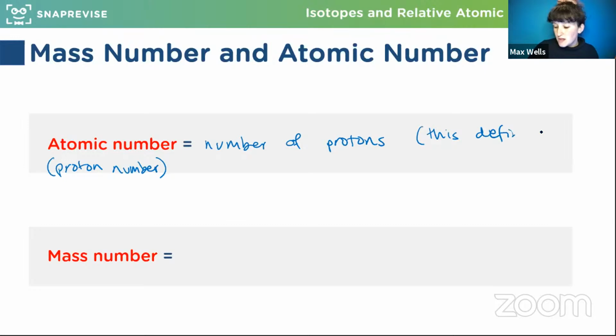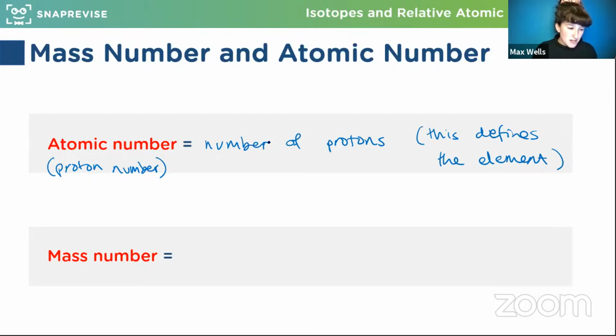So if you were to pick up just a random atom off the street, you would count the number of protons it had, and that would tell you what element it was. That would tell you what type of atom it was. So if it had 6 protons, it would be a carbon. If it had 1 proton, it would be a hydrogen, for example. So the number of protons defines the element.